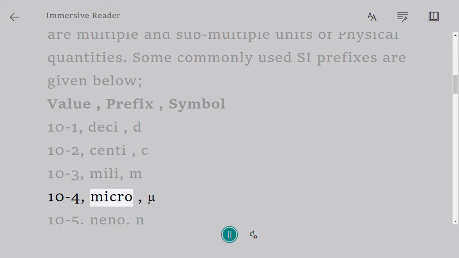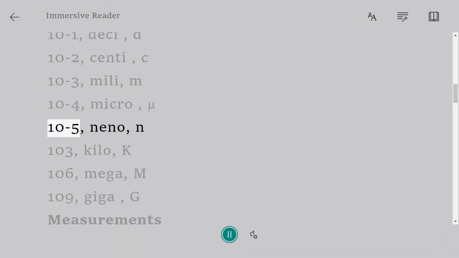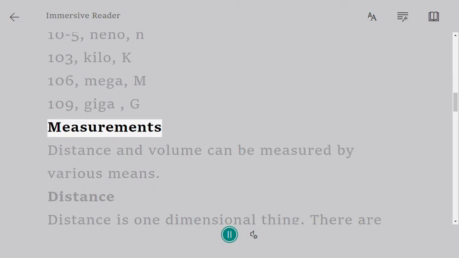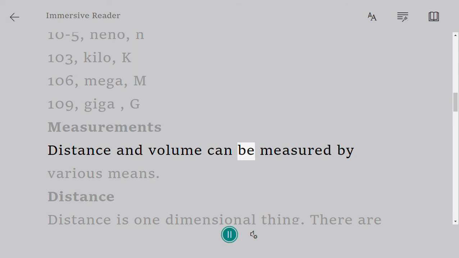10 to the 4, micro. 10 to the 5, nano, n. 10 to the 3, kilo, k. 10 to the 6, mega, M. 10 to the 9, giga, G. Measurements. Distance and volume can be measured by various means.